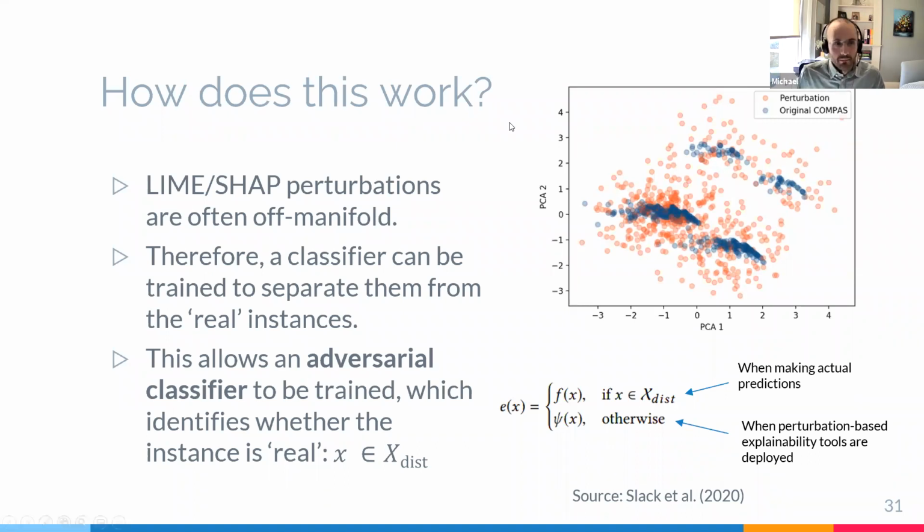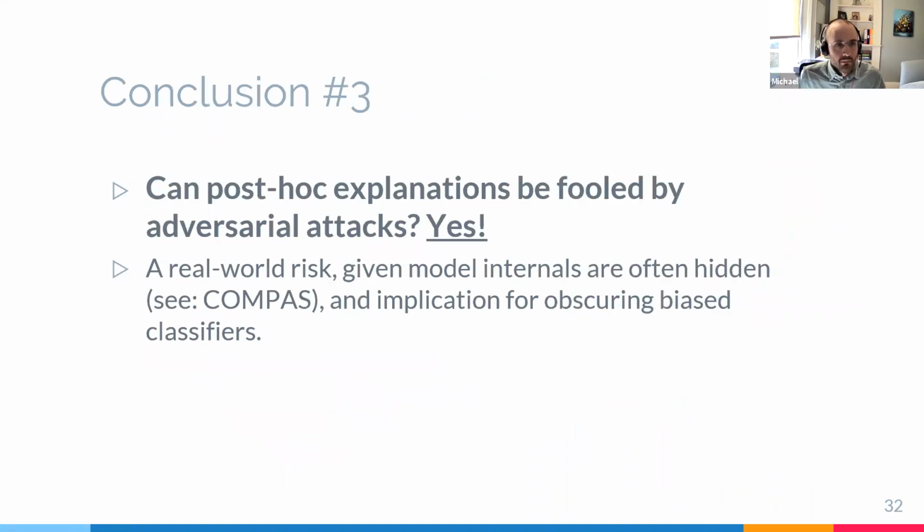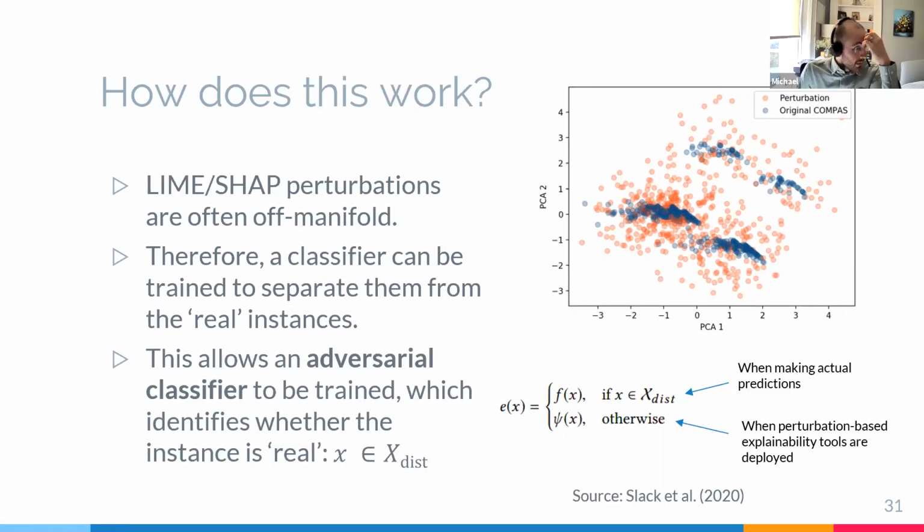So, really quick explanation. Remember that LIME and SHAP, these explainability tools, work by generating perturbations of the original data, and the crux of this is that those perturbations are often off the manifold.